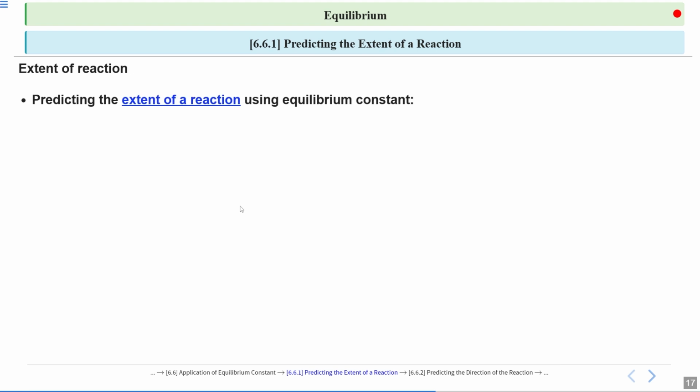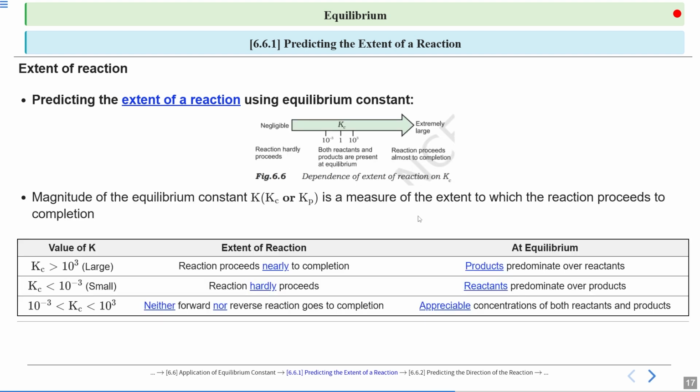So we are going to see how we know the extent of a reaction using the equilibrium constant, and for that you have to look at this whole illustration. There are three situations given. If your Kc value is greater than 10 to the power 3, that means your reaction is almost complete. Suppose you have calculated the Kc value and it is greater than 10 to the power 3. That means your reaction is almost complete, or you can say the product is formed in a dominant amount.